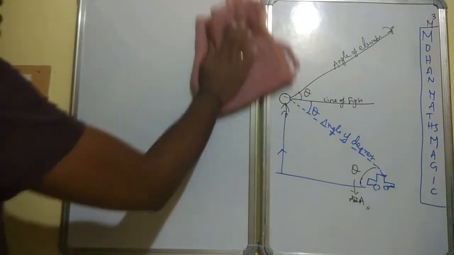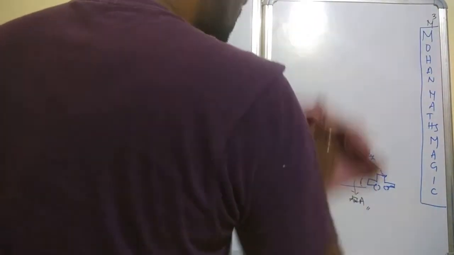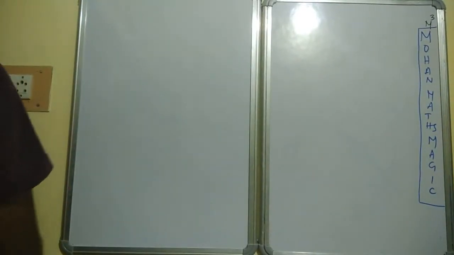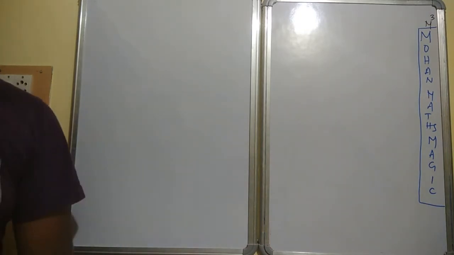Now I'll move on to the exercise sums. So application of trigonometry. The exercise number will be like this: 9.1. First question: a circus artist is climbing a 20-meter long rope which is tightly stretched and tied from the top of a vertical pole to the ground. Find the height of the pole.